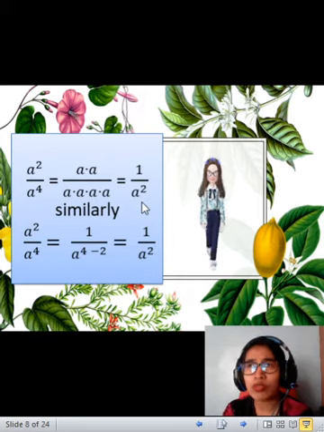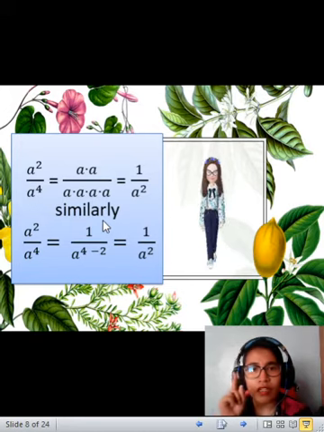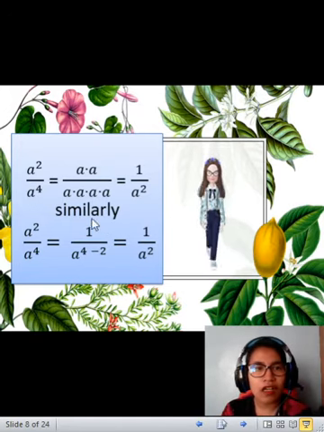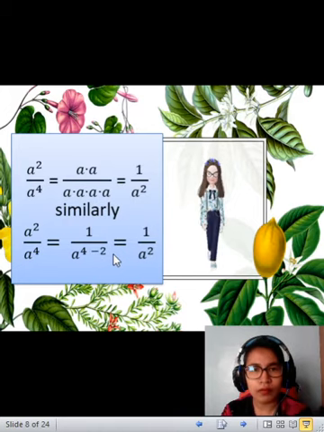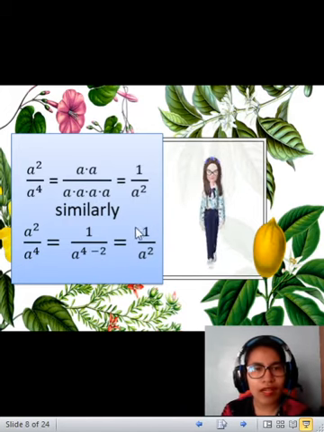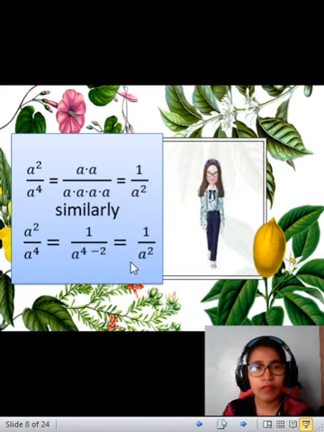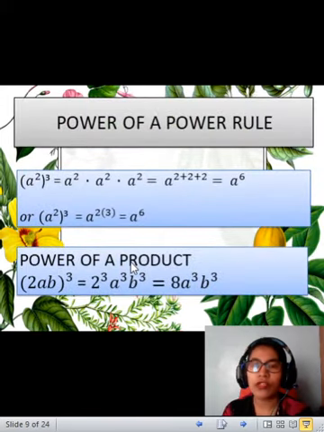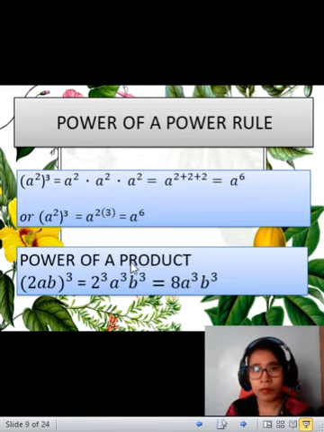How about if I want to put it in a simple solution? So it will look like this. You already write 1 on the numerator, and on the denominator, you will write a raised to 4 minus 2. So you will still have the answer 1 over a squared. So therefore, in our quotient rule, there are 3 rules to be followed.